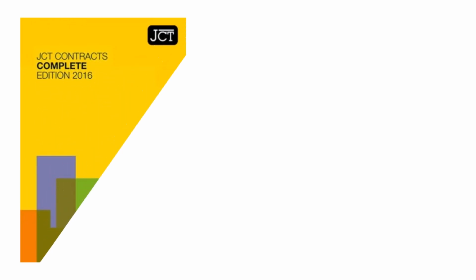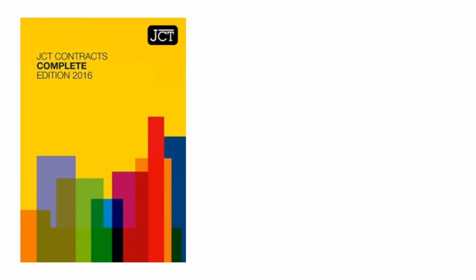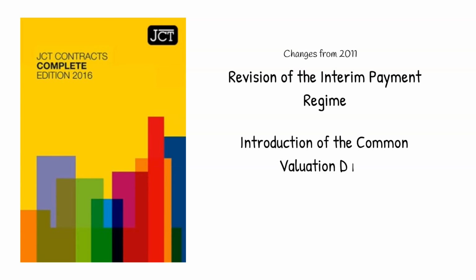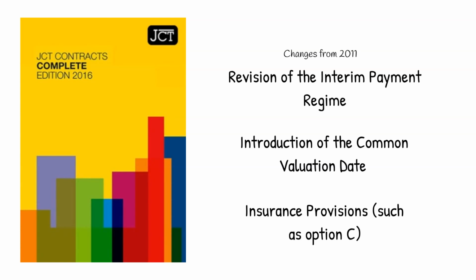The most recent version of the JCT suite of contracts is 2016. This takes account of the changes to the revision of the interim payment regime, the introduction of the common valuation date, and to certain insurance provisions. However, previous editions of the JCT are still in use. The traditional contracts are still by far the most used JCT contracts, and we'll cover each of them in this video.